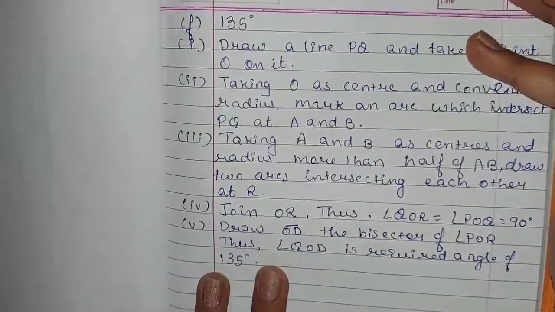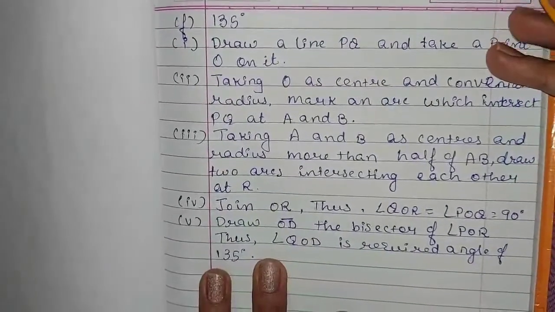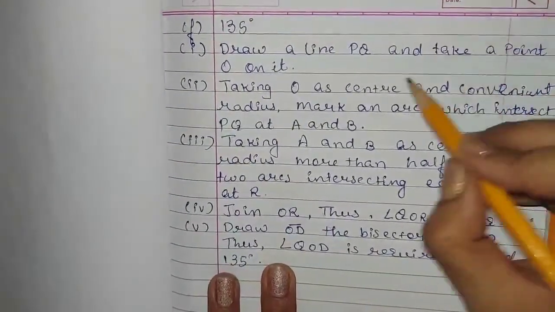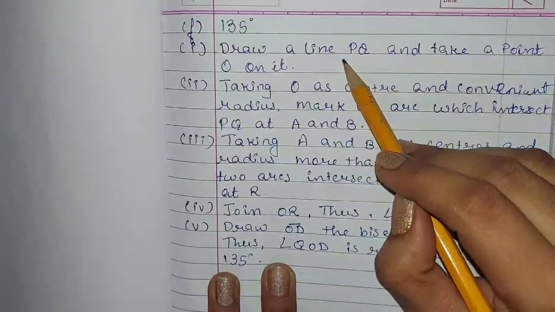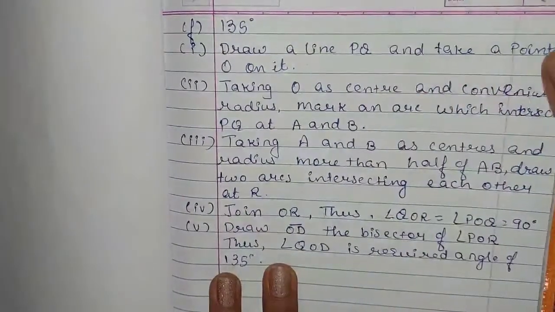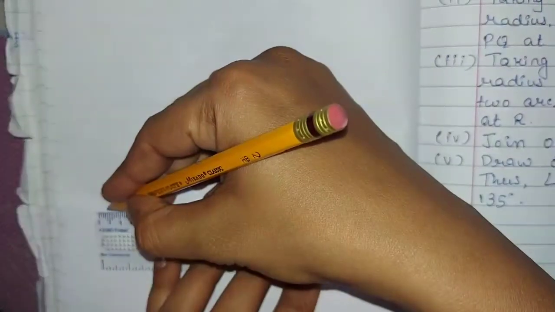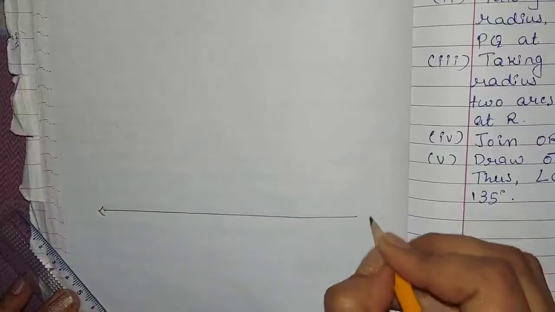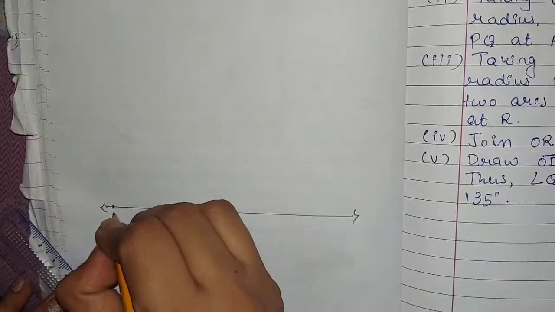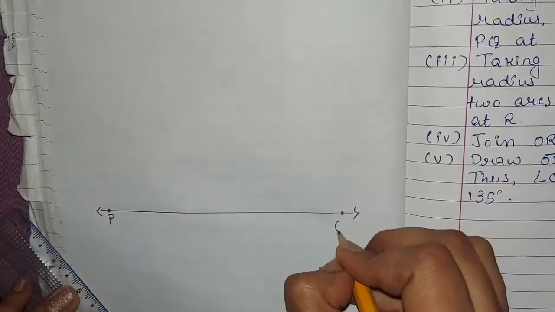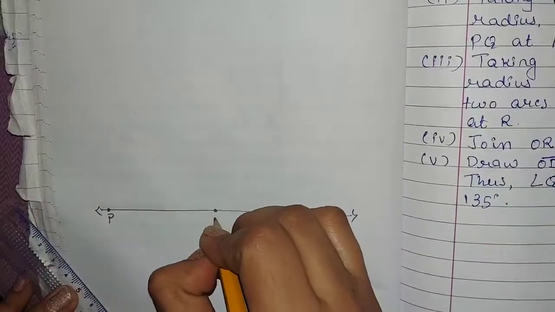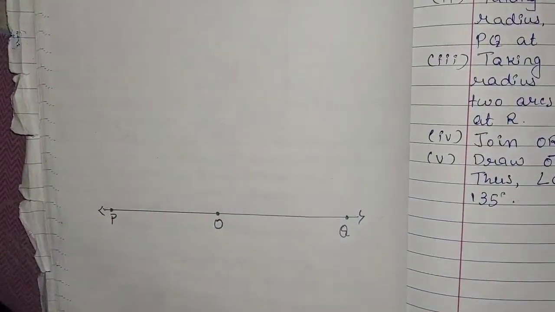Now, 135 degrees. Students, let us construct angle 135 degrees. First step, draw a line PQ and take a point O on it. So students, first of all, let us draw line PQ. So here we will draw a line PQ and let us label this P and Q. Take a point O on PQ.